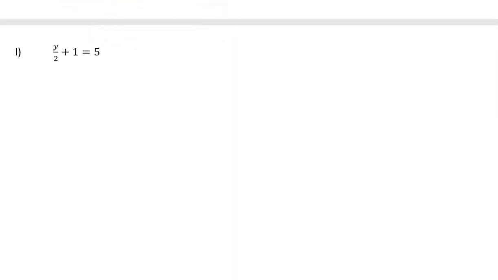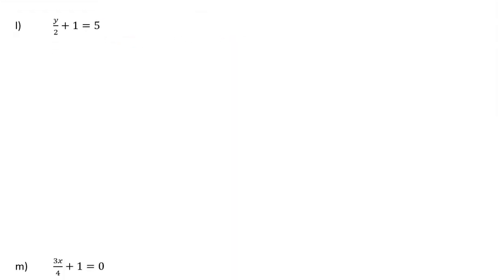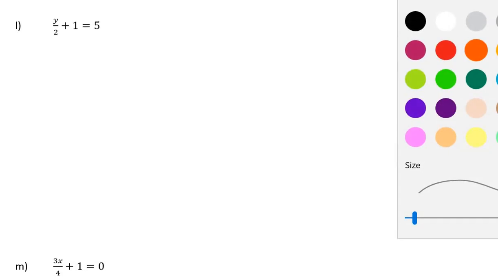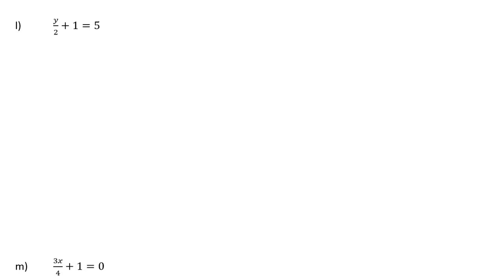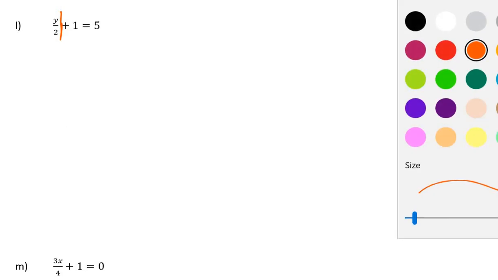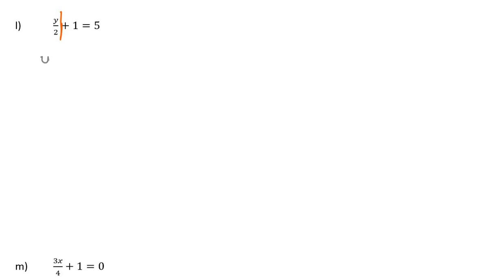Okay, let's try another one similar to that. So similar idea is that I would divide this into terms, and personally I would prefer to get rid of the adding one first. So I have my y divided by 2, add 1, so I'm going to undo adding 1 by subtracting 1 from both sides. And if I subtract 1 from both sides, these disappear, which is the whole point. So I get y divided by 2 equals 4.